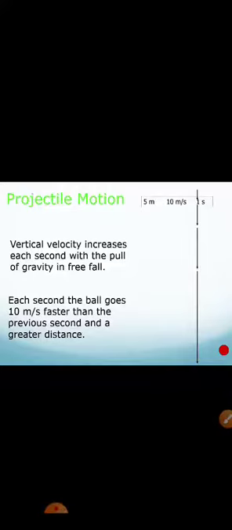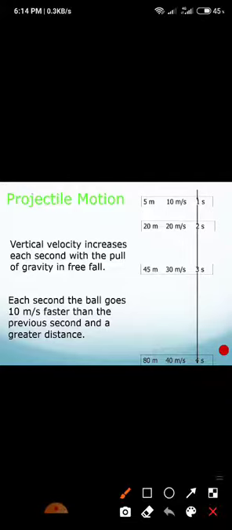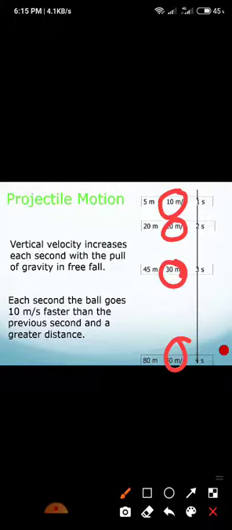After 1 second the velocity is 10 meter per second. After 2 seconds the velocity is 20 meter per second. After 3 seconds the velocity becomes 30 meter per second. After 4 seconds the velocity becomes 40 meter per second. So in every second the velocity is increasing. In projectile motion, vertical velocity increases each second, but horizontal velocity does not change.